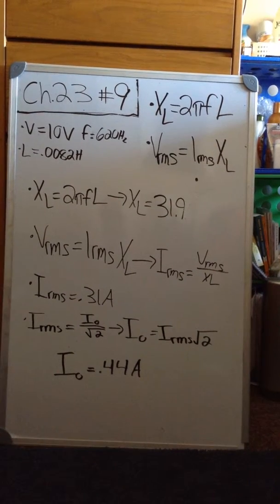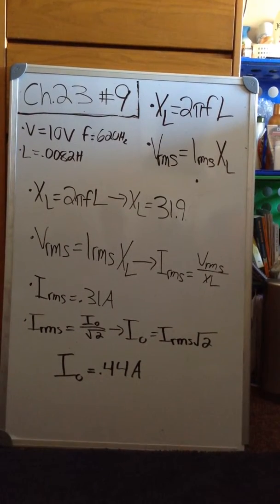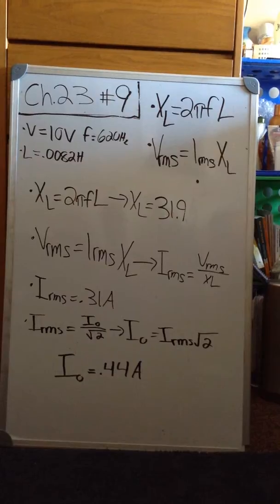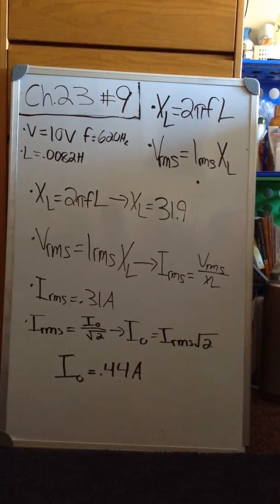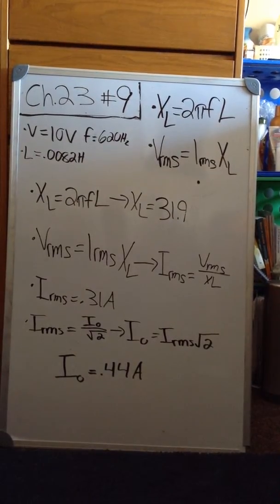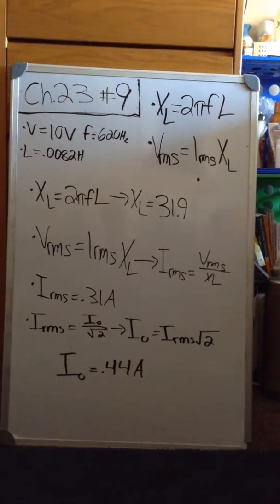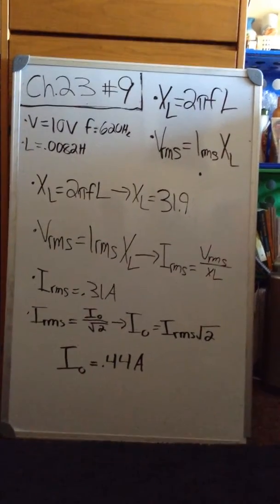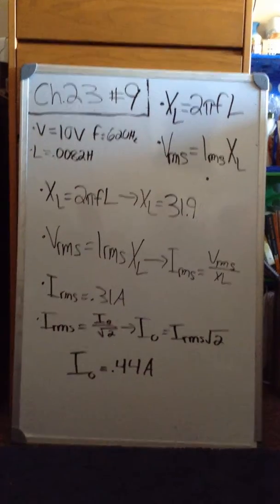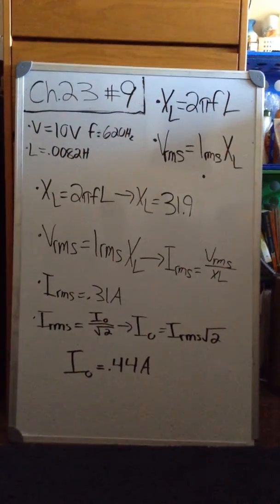This is chapter 23, problem number 9. The problem reads, an 8.2 millihenry inductor is connected to an AC generator, 10 volts RMS, and 620 hertz. Determine the peak value of the current supplied by the generator.